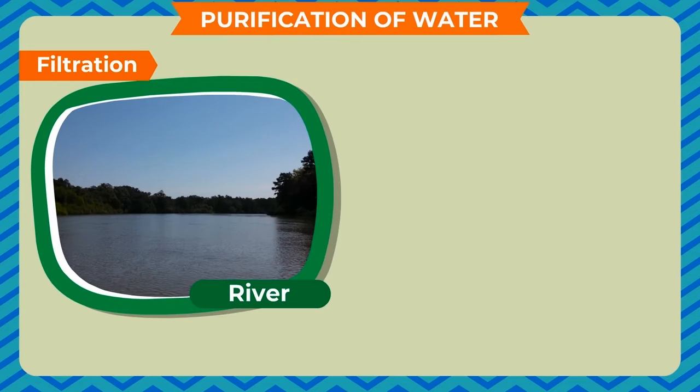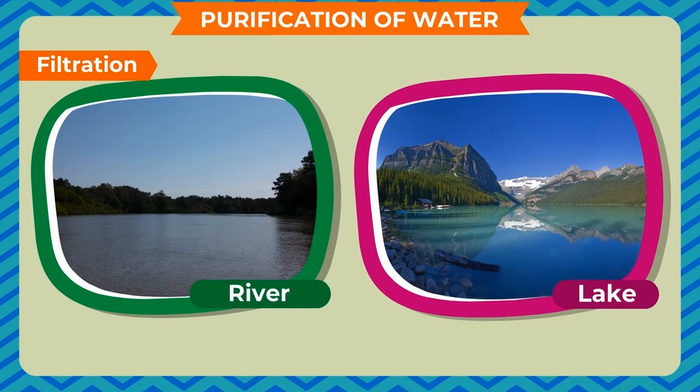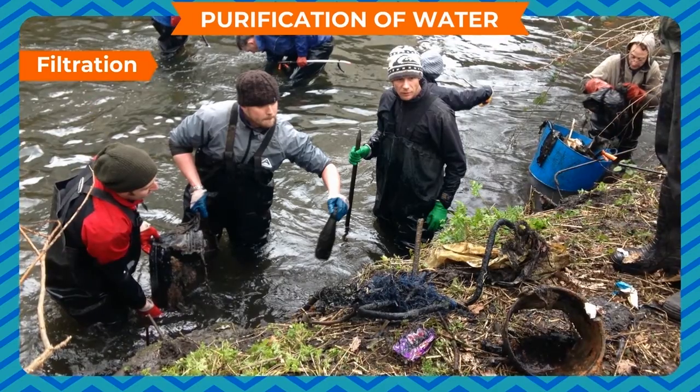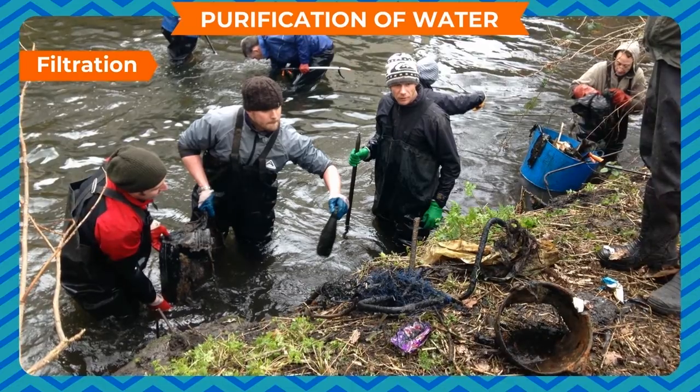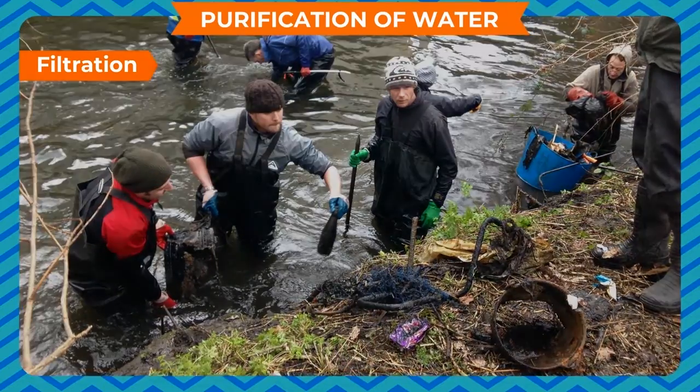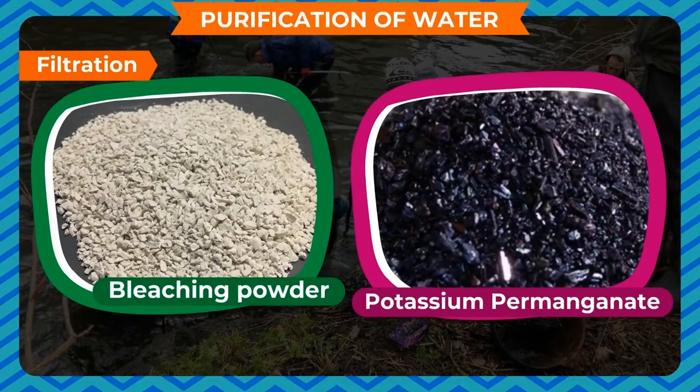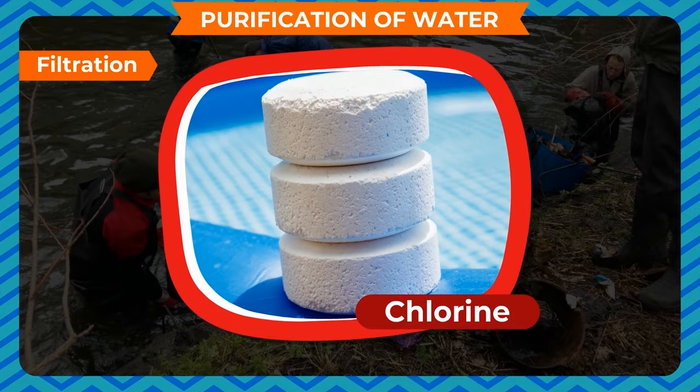Water from rivers or lakes is cleaned and purified by the waterworks in the cities so that we can use it for our consumption. Many substances like bleaching powder, potassium permanganate, chlorine, etc. are also used to purify water.